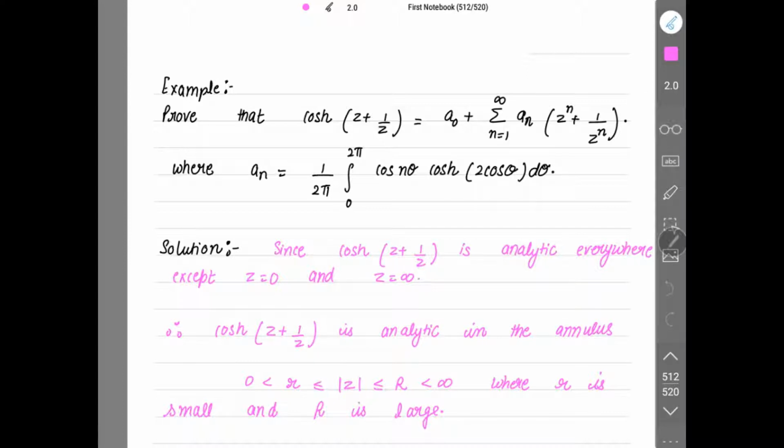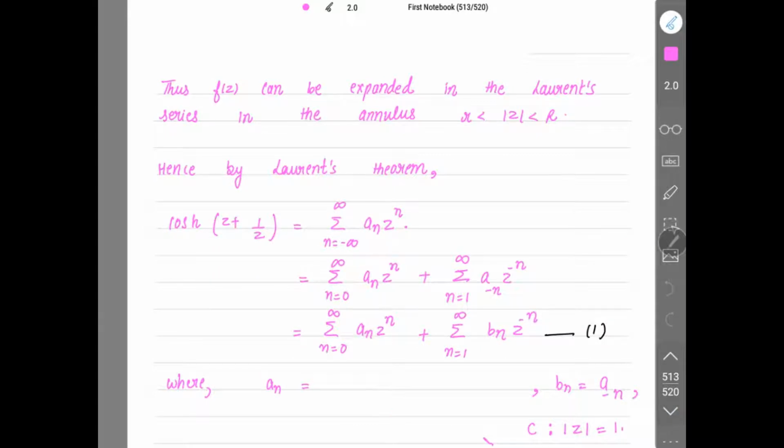Now if this is analytic in this annulus, I say that this function is also analytic in the annulus lying between small r and capital R. So f(z) can be expanded in the Laurent series in the annulus mod z lying between small r and capital R. So we have to use Laurent's theorem here. Hence by Laurent's theorem, the given function is equal to the summation where n starts from minus infinity to infinity of an z^n.